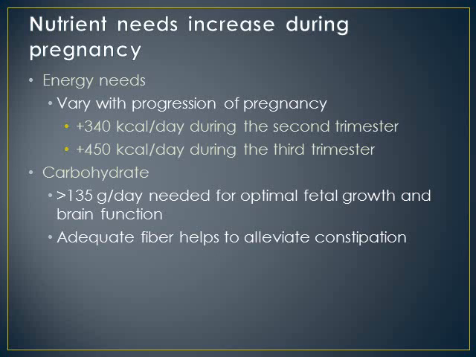Carbohydrates: the minimum needed is 135 grams per day during pregnancy, and this is needed for optimal fetal growth and brain function. Ideally, if a mom can get 175 grams, that's better, but 135 grams is really the bare minimum. This also helps to fuel fetal brain and spares protein needed for fetal growth. Fiber is also very important to help alleviate constipation, and constipation is a common problem in pregnant women. Making sure that a woman is consuming adequate fiber can help prevent or reduce constipation. Also, be sure with an increase in fiber to drink plenty of liquids.